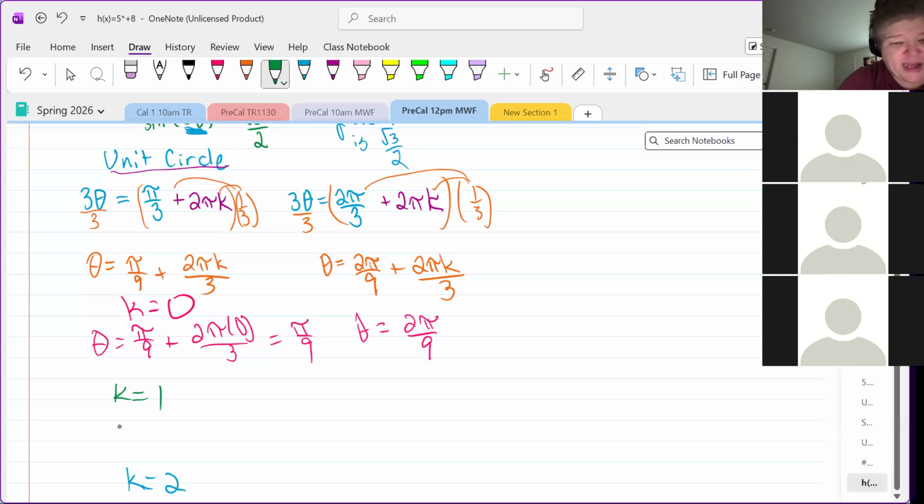For k equals 1, now I have pi over 9 plus 2 pi times 1 over 3. So I'm doing 1/9 plus 2/3, because the pi's are in both fractions, so I know my answer is just going to have a pi in it. But I would need a common denominator, so I'd have to multiply this guy by 3 over 3. So I'd actually have 6 pi over 9. 6 pi over 9 plus pi over 9 is 7 pi over 9.